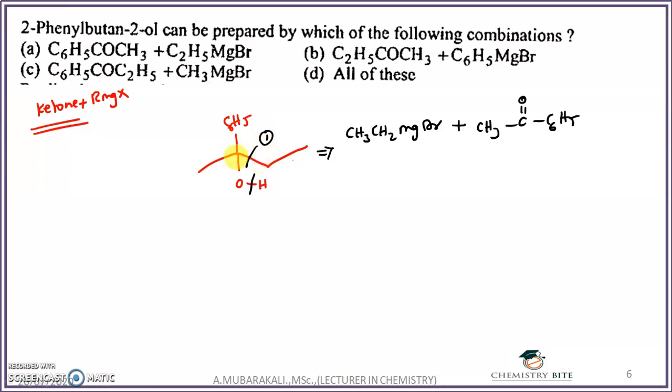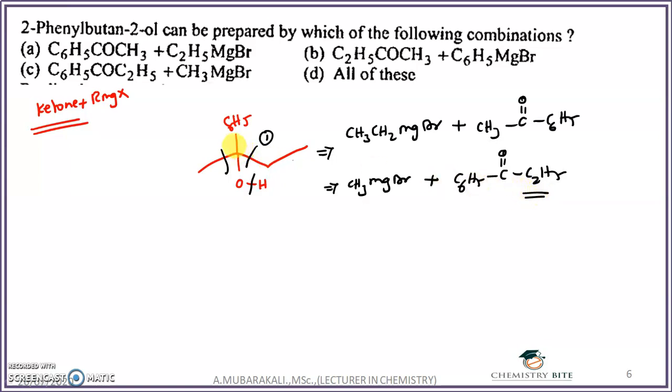The second chance is if I break the bond here, on one side you have the methyl, so that methyl will come and attack in the form of methyl magnesium bromide, and here you are left with the ketone part, that is C6H5-C=O-C2H5. So this is ethyl phenyl ketone.